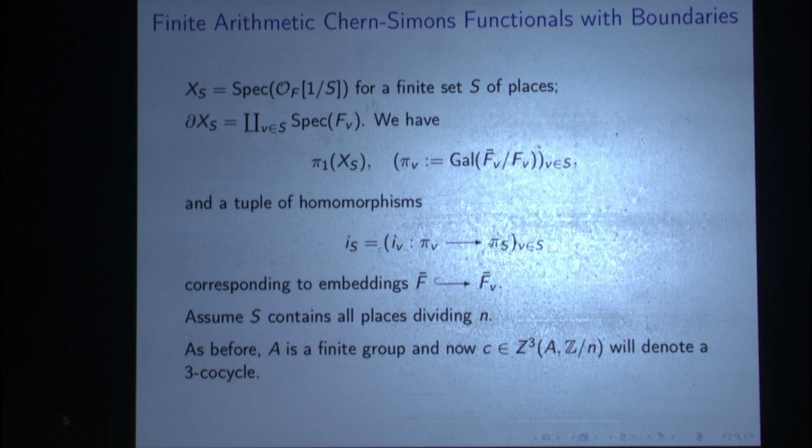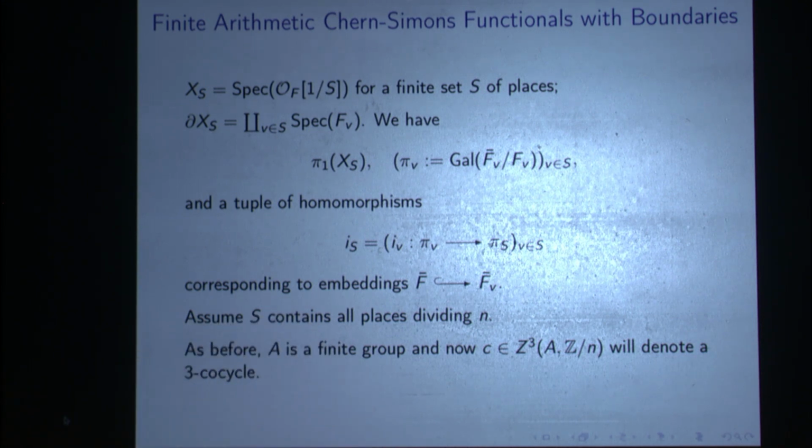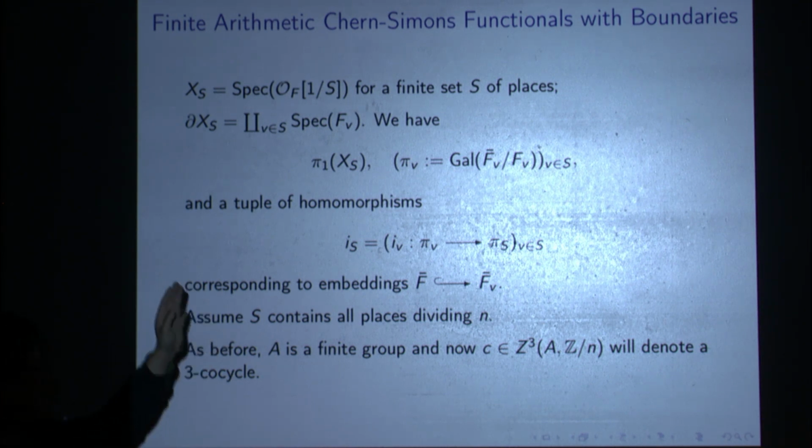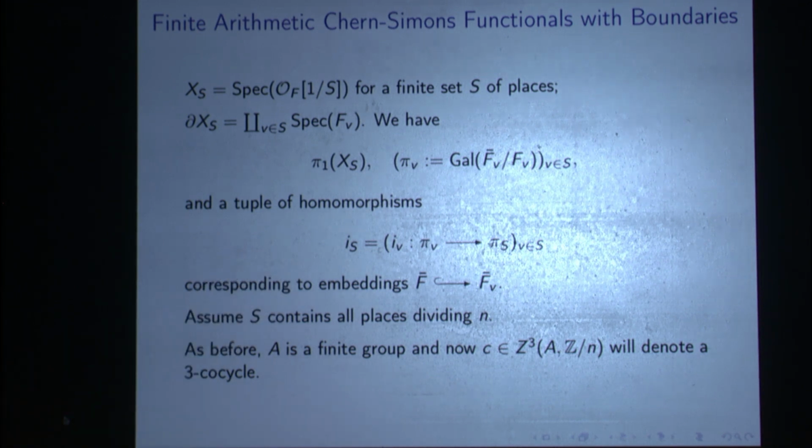Here we know what's supposed to happen in TQFTs or Chern-Simons theories. So that's X_S, where you remove finitely many primes. That's supposed to be, remember, like removing tubular neighborhoods of knots. So you get a manifold with boundary. And so the pi 1 is this absolute Galois group, unramified outside S. And pi 1 of the boundary components are these local Galois groups, remember? Now, embeddings of the Galois group of the algebraic closure of F into F_v, the algebraic closure of F_v, induce these morphisms from these local Galois groups to global Galois groups. Right? And we need some technical assumptions.